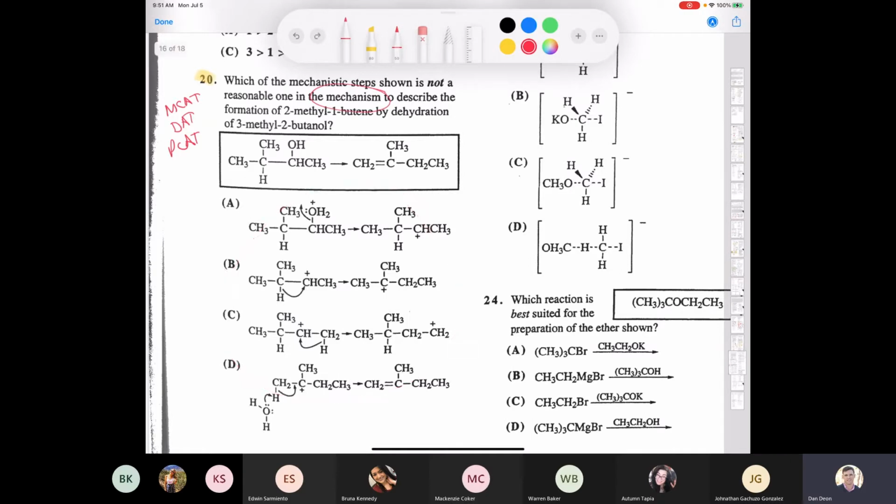It says, which one of the mechanistic steps shown is not a reasonable one in the mechanism to describe the formation of 2-methyl-1-butene, that's this compound here, by the dehydration of 3-methyl-2-butanol. So look, they're even taking this and converting it into a Hofmann alkene, which is something we wouldn't think of. Maybe it's not the major product, but they're saying it is a possible mechanism, or a possible reaction.